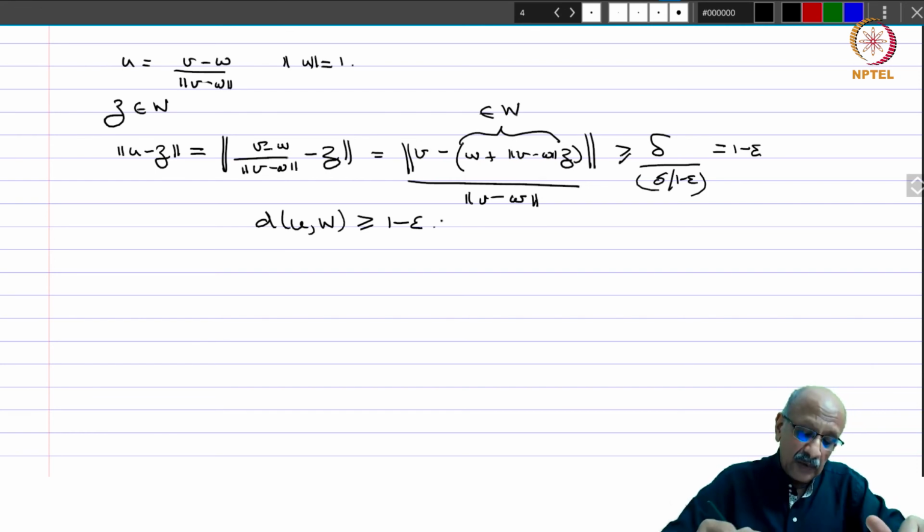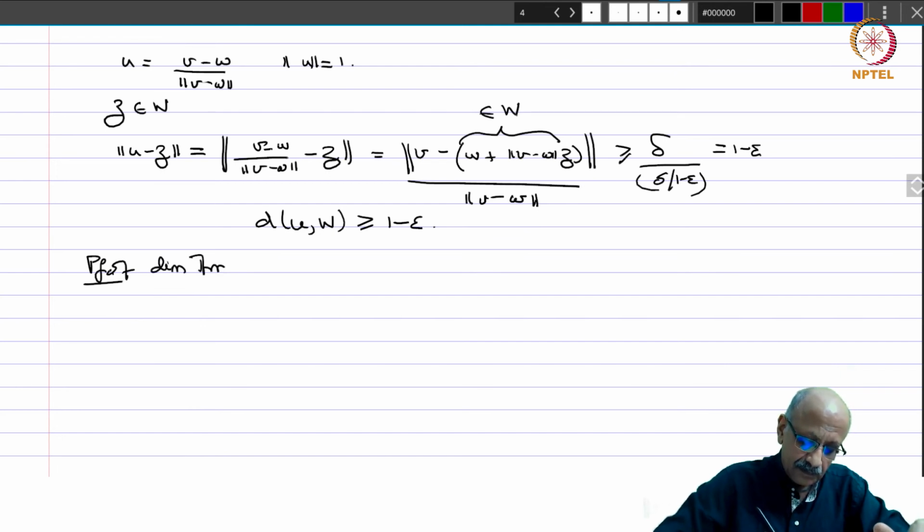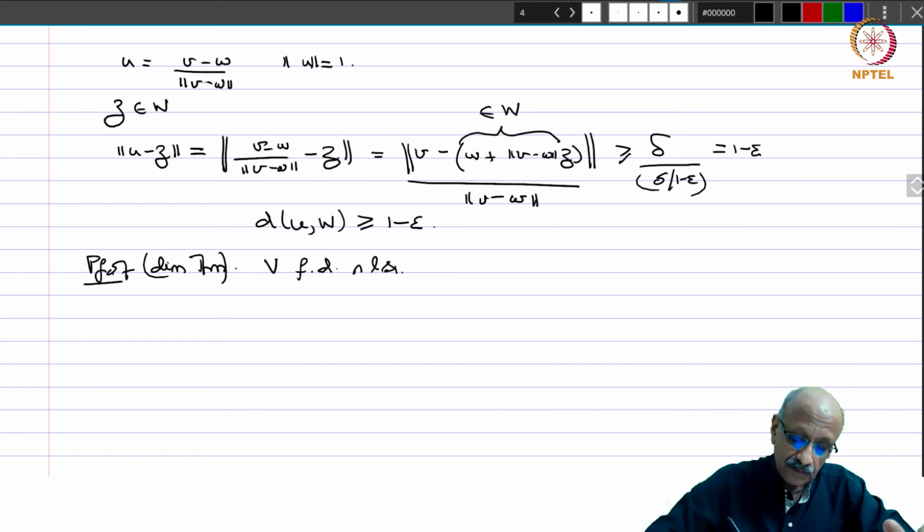Okay, so now we will prove the dimension theorem. Namely, by this I mean the unit ball is compact if and only if the space is finite dimensional. So, now let us assume V is a finite dimensional normed linear space. So, let B be the closed unit ball.